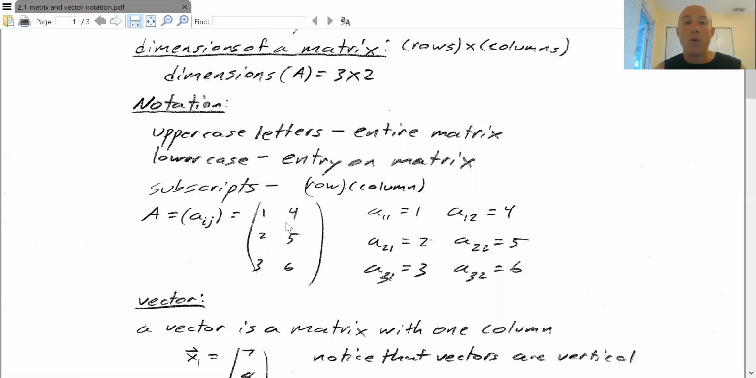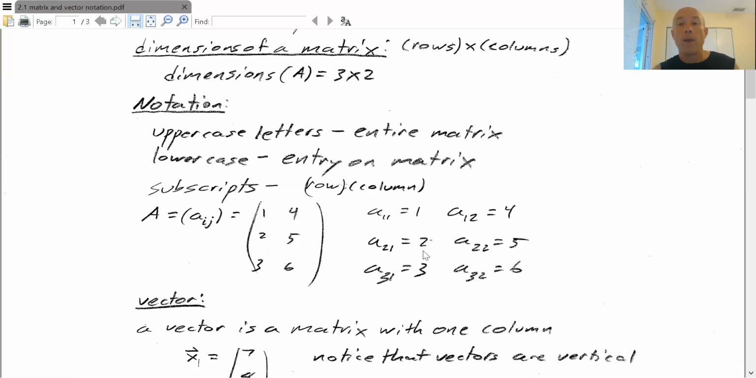Now another way to denote this is I put parentheses around lowercase a subscript ij. The parentheses say I'm representing all of these entries of the matrix. The lowercase letter says it's an entry of the matrix, and then the i tells you the row, the j tells you the column.